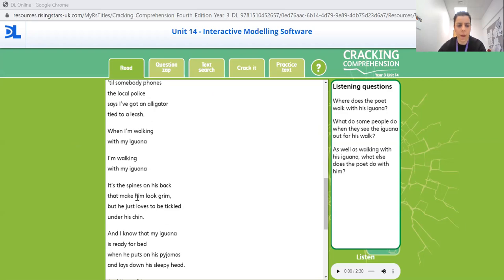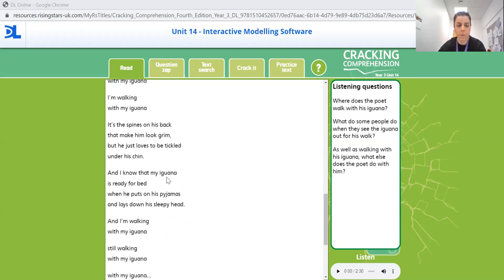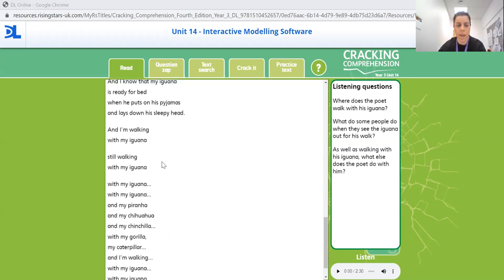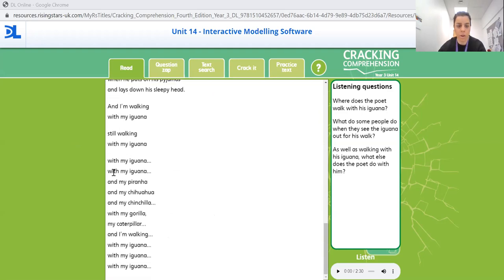It's the spines on his back that make him look grim, but he just loves to be tickled under his chin. And I know that my iguana is ready for bed when he puts on his pajamas and lays down his sleepy head. And I'm walking with my iguana, with my piranha, and my chihuahua, and my chinchilla, with my gorilla, my caterpillar, and I'm walking with my iguana.